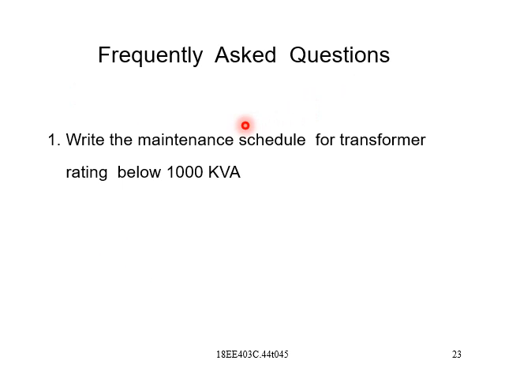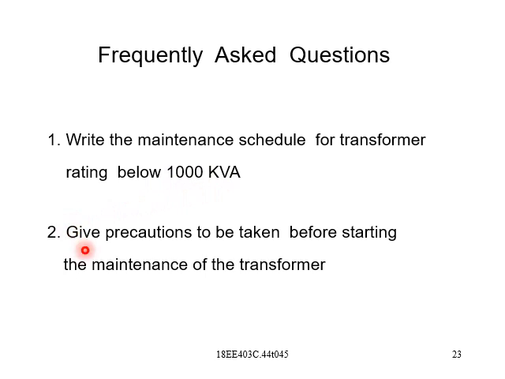The frequently asked questions in this session are: write the maintenance schedule for transformer rating below 1000 kVA, and give precautions to be taken before starting the maintenance of the transformer. So these are some items or questions to be asked.